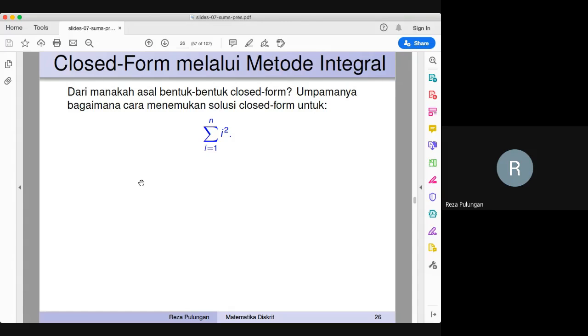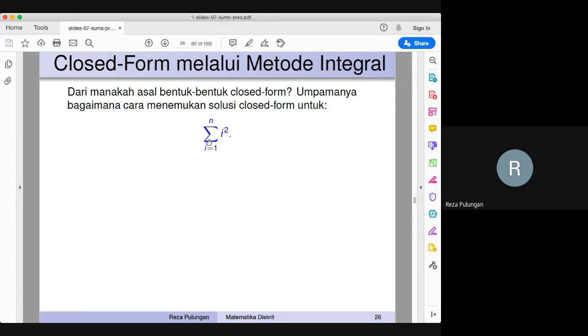Now let's continue. Another use of the integral method is not actually just for approximation. You can also use the integral method to find the closed form solution. This is the beauty of it. So for example, where do you get the closed form solution actually? The closed form solution is usually obtained by trial and error, by testing them, by looking at how to use them.